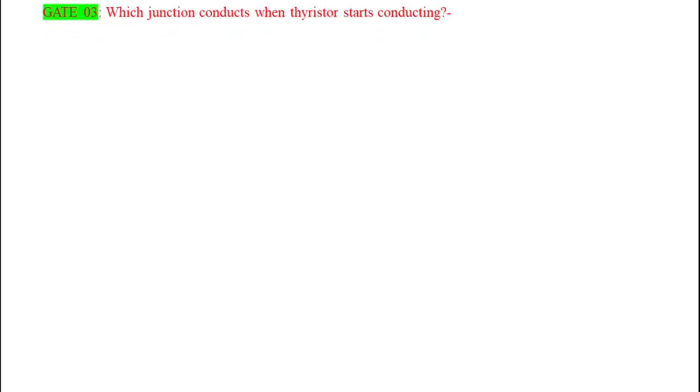Now we will take some important questions from GATE and ESE exams. First is, which junction conducts when Thyristor starts conducting? In forward conduction mode, all 3 junctions J1, J2 and J3 conduct.